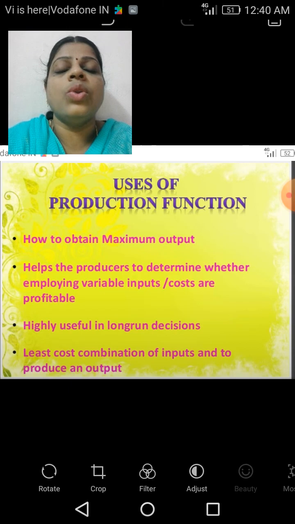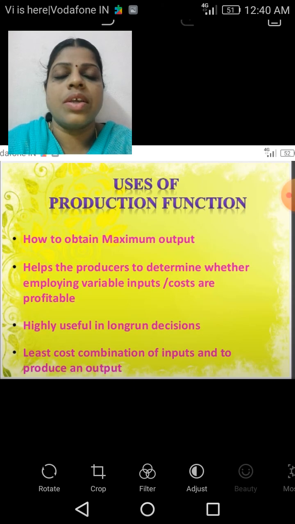Then we know that we have to reduce the cost of inputs in our production process, which leads to an increase in the profits. If we use the reduced cost of inputs only, we will be able to attain more profit in our production process. So by studying this production function, we are able to understand all these. So these are the uses of the production function.